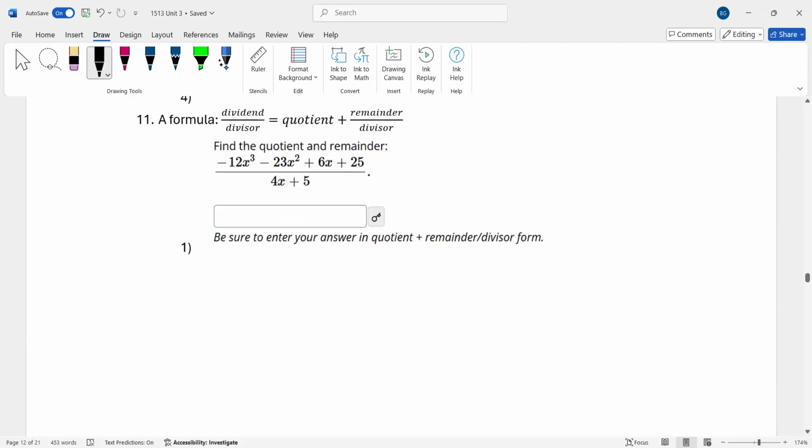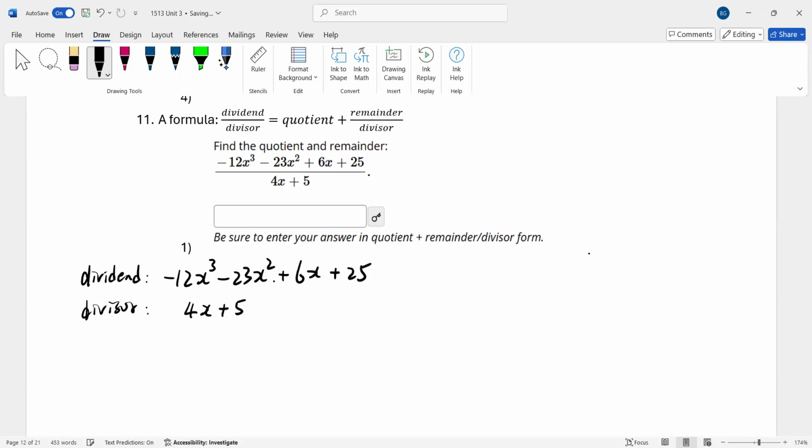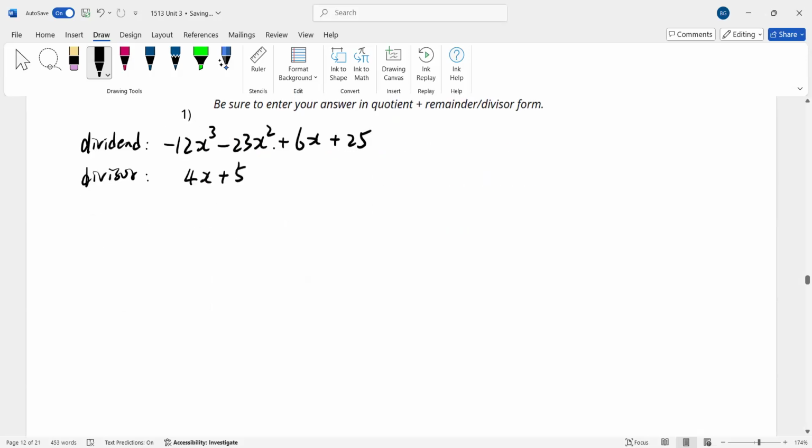So we have the dividend 12x cubed minus 23x squared plus 6x plus 25. Degrees 3, 2, 1, 0. Okay, it's already in the standard form. Divisor is 4x plus 5, also in the standard form already. Okay, let's do the long division.